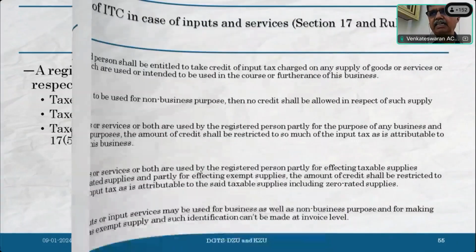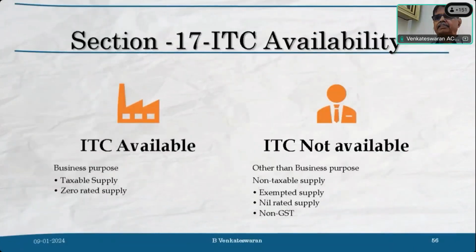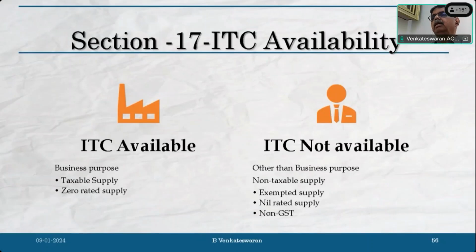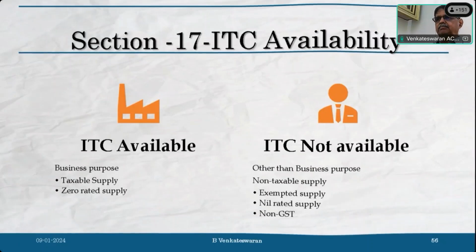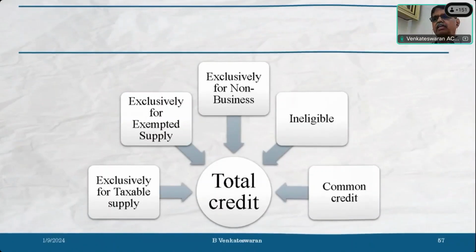Then there is blocked credit. The ITC reversal on the input is something you have to do; when it is Rules 42 and 43, every month you are expected to reverse the tax liability. Otherwise, there is every possibility of incurring heavy interest. So here ITC is available for business, taxable supply, zero rated supply. Not available for other than business, non-taxable supply, exempted supply, nil rated and non-GST. So the total credit consists of exclusively uncommon credit. So you have to determine each and every factor, find out what the common credit is, and reduce the common credit before availing it.